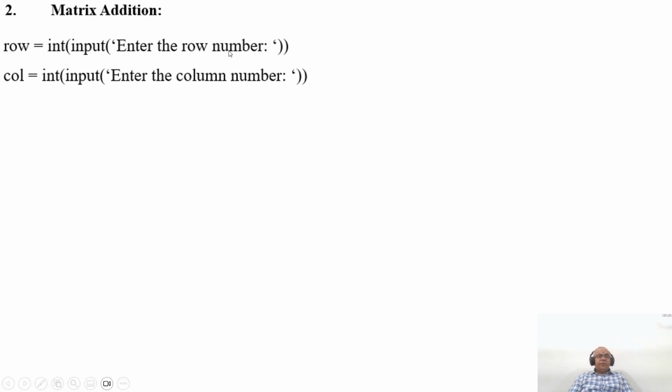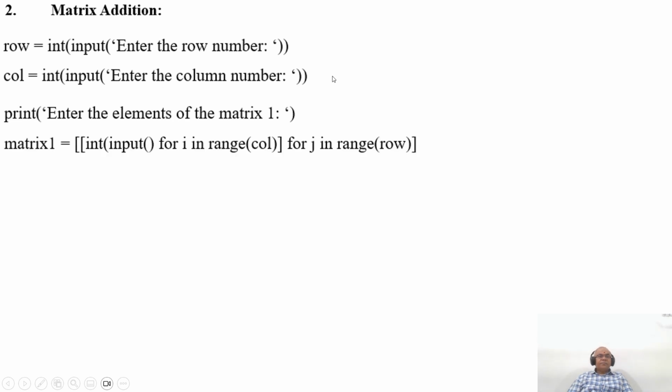So for that I have to use row as the variable, which is equal to int(input("enter the row number")). In Python, input is always taken as a string, so I want to convert that string into an integer by using the int function. That is the reason why I have given int input, enter the row number. Similarly, column equals int(input("enter the column number")).